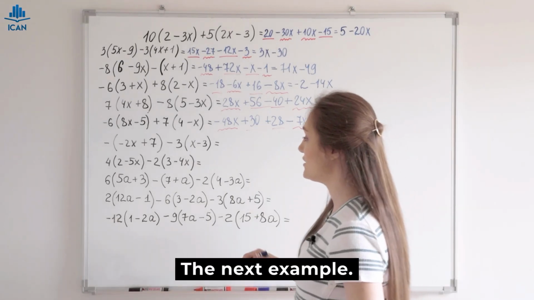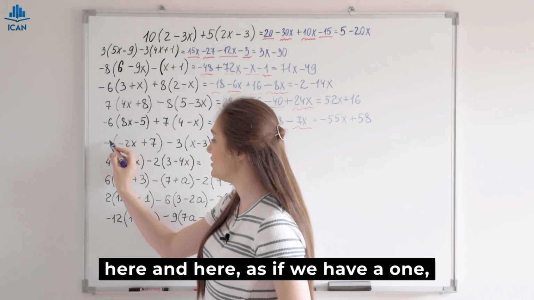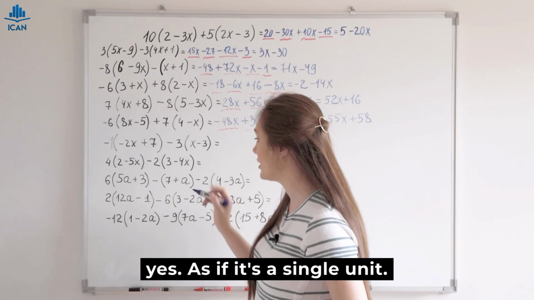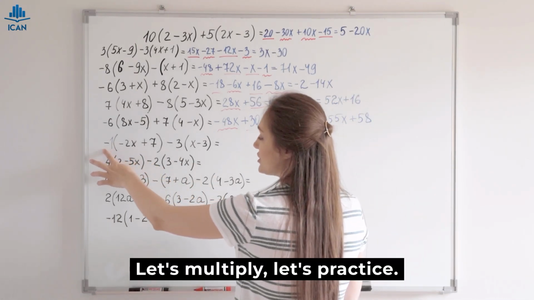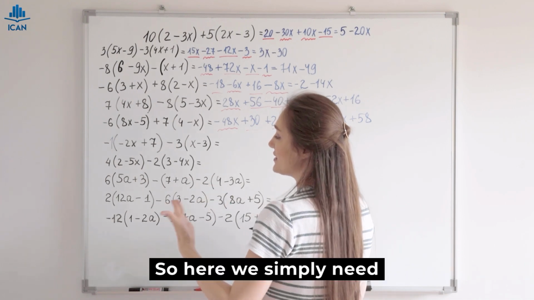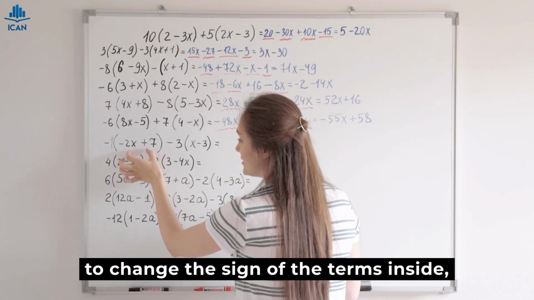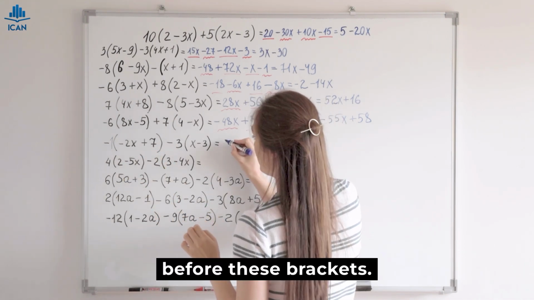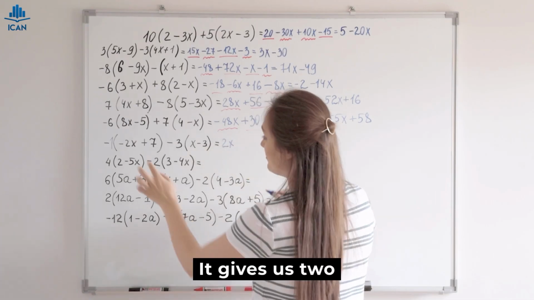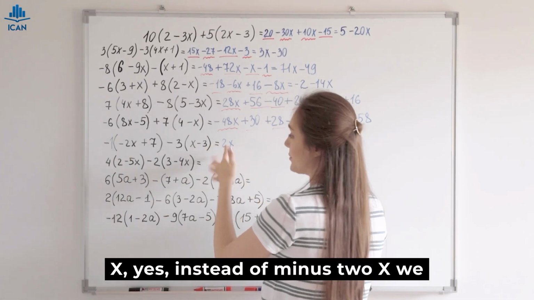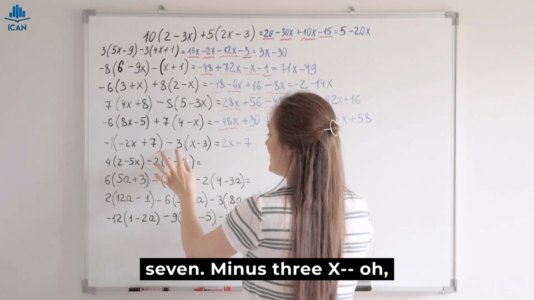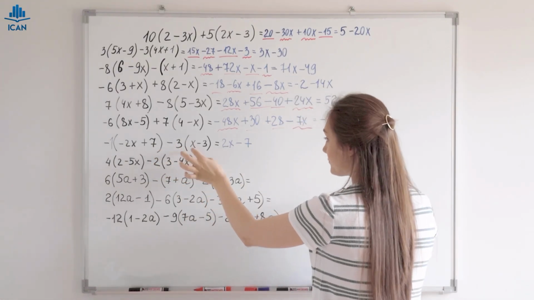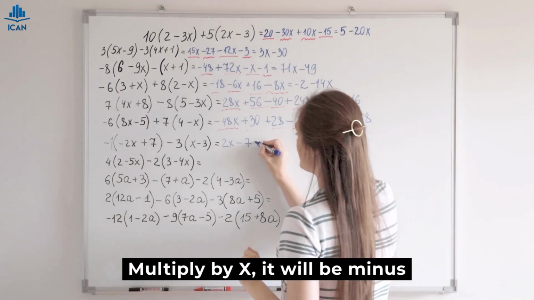The next example, here we have minus here and here as if we have a 1, as if it's a single unit. And here also minus 3. Let's multiply, let's practice. So here we simply need to change the sign of the terms inside before these brackets. It gives us 2x, instead of minus 2x, we put 2x, they're opposites, and minus 7. Minus 3, multiply by x, it will be minus 3x.